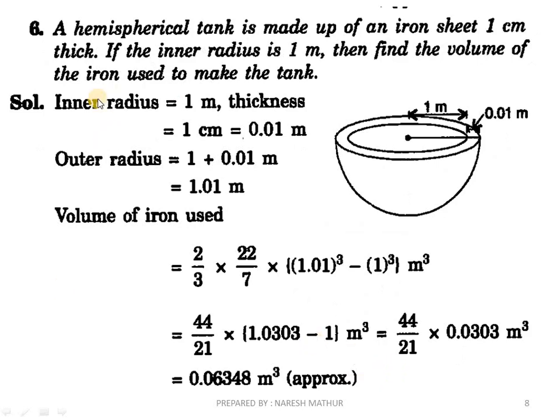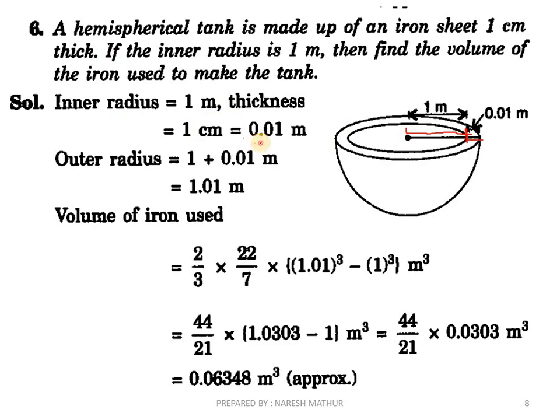Now this one is a good question. We are given a hemispherical tank which is made up of an iron sheet 1 centimeter thick. This is the thickness of 1 centimeter. The inner radius is 1 meter. Then find the volume of the iron used to make the tank. It means we need to find the volume of the iron which is used to make the tank.